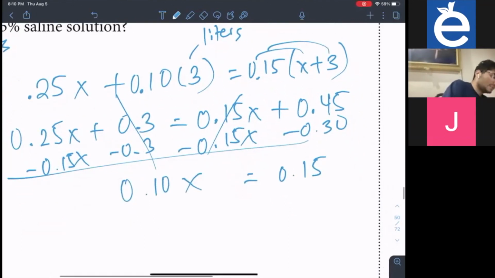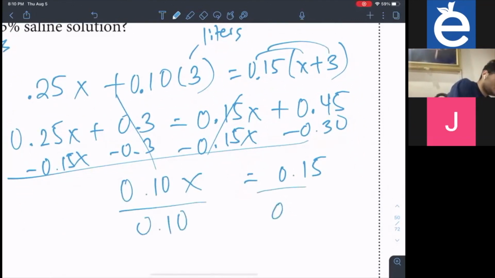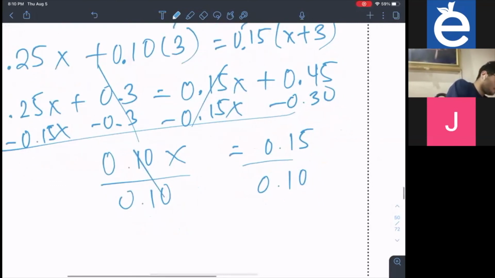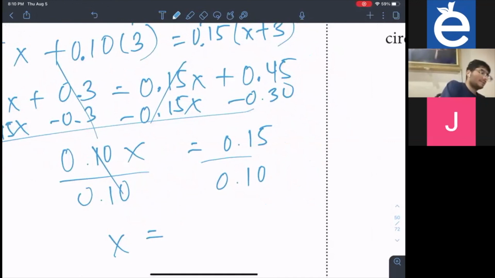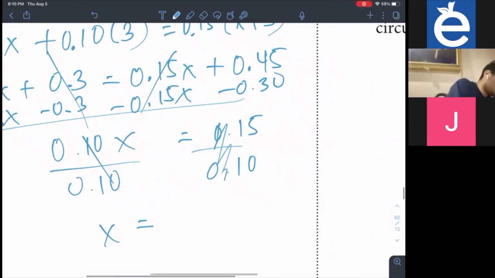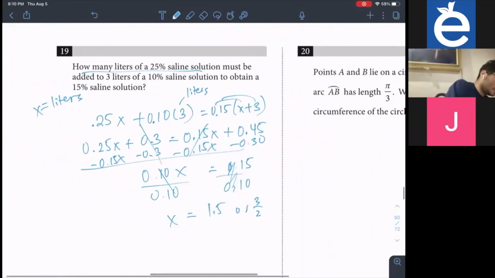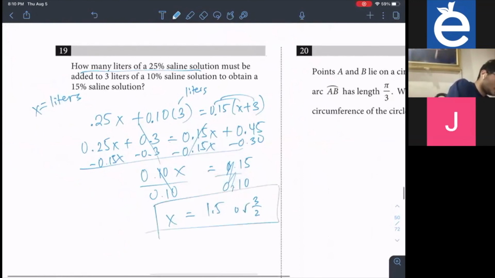0.10X. Now if we divide by 0.10, you're left with X is equal to 15 divided by 10, because you can just get rid of the 0 and the points. You get 15 over 10, which is 1.5 or 3/2 liters. Both answer choices work for question 19, 3/2 or 1.5.